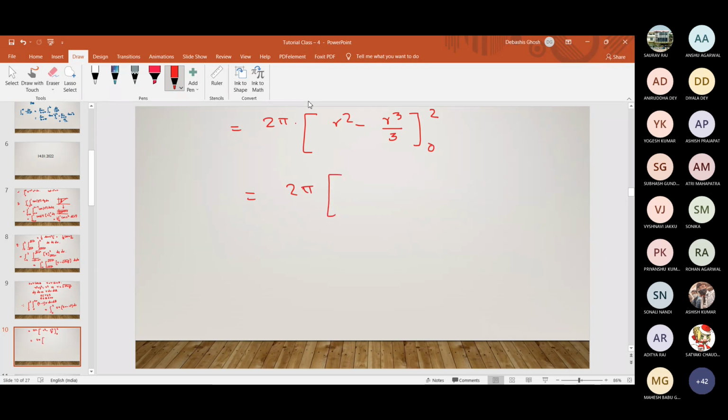So that comes to 2 pi times 4 minus 8 by 3, so that comes to 12 minus 8, that is 4 by 3. So 4 by 3 into 2 pi, that is 8 pi by 3. 8 pi by 3, the answer. Okay, to the next one.